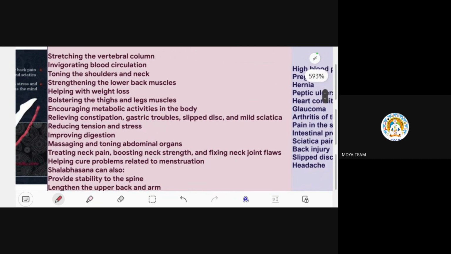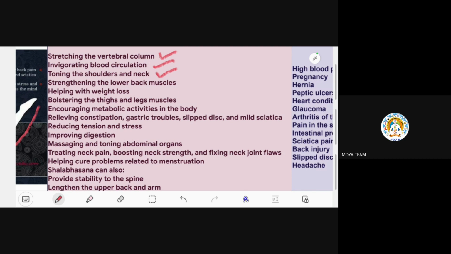This asana has its own benefits, because there is a different level of stretch and compression on the spinal cord, and there is an elevation of our legs. So definitely there will be benefits to the heart, a direct relationship with it. Stretching the vertebral column, invigorating the blood circulation, toning the shoulder and the neck region.